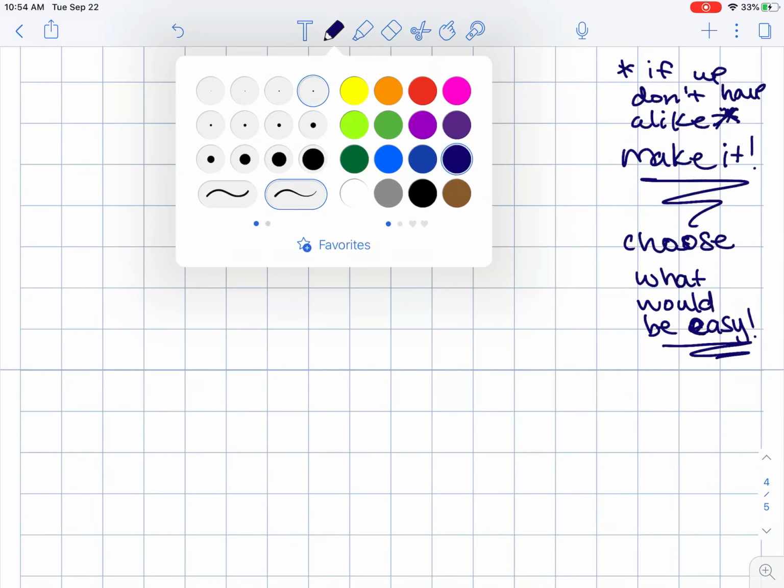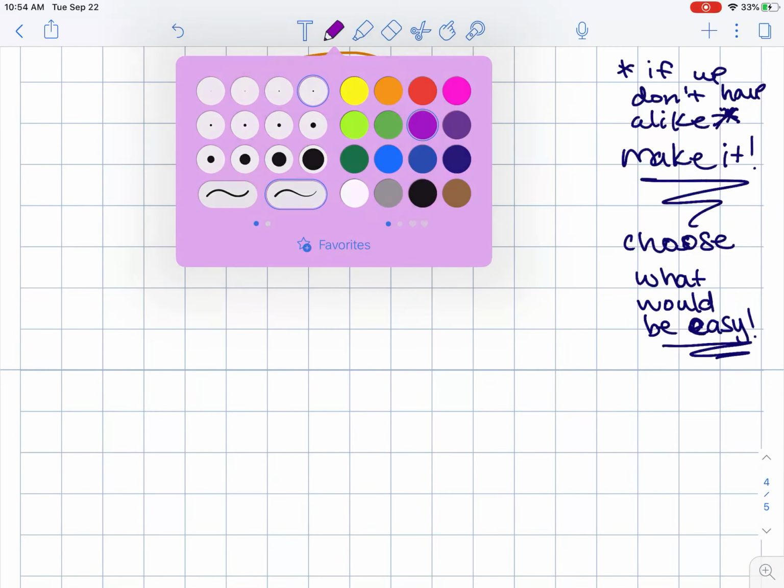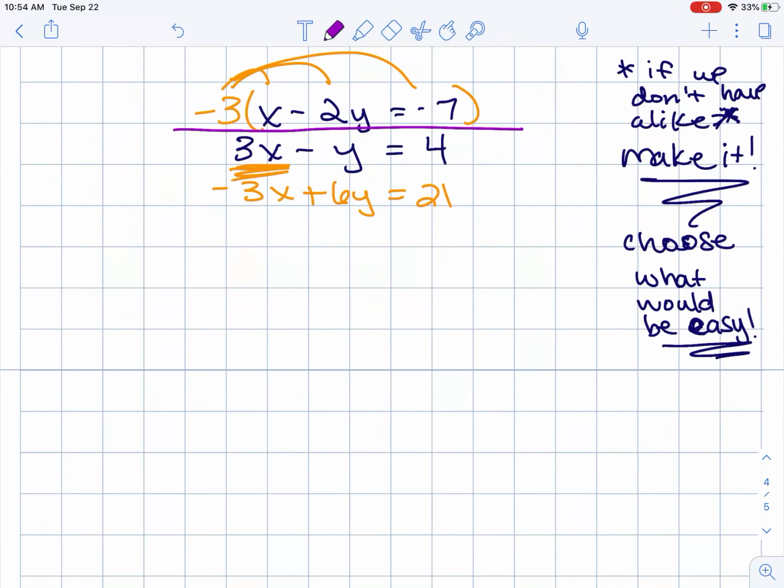To get alike, I'm going to choose by multiplying this top one by a negative 3, and here's why. I see that this is a 3x. If I multiply everything on top by a negative 3, I'll get negative 3x and positive 3x, which are really easy to cancel. So I'm going to multiply this through and write it right underneath. So minus 3x, negative 3 times negative 2 is positive 6y, negative 3 times negative 7 is positive 21. So I'm going to write a line under this top one now. So now these are my two equations.